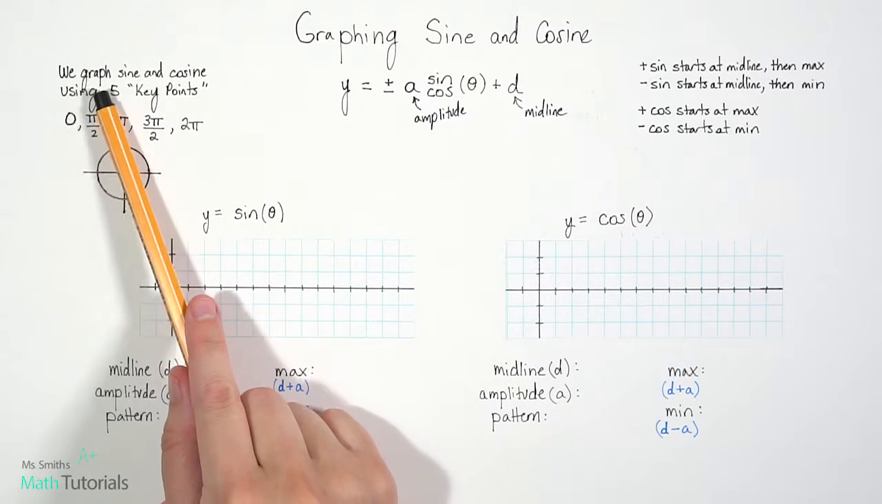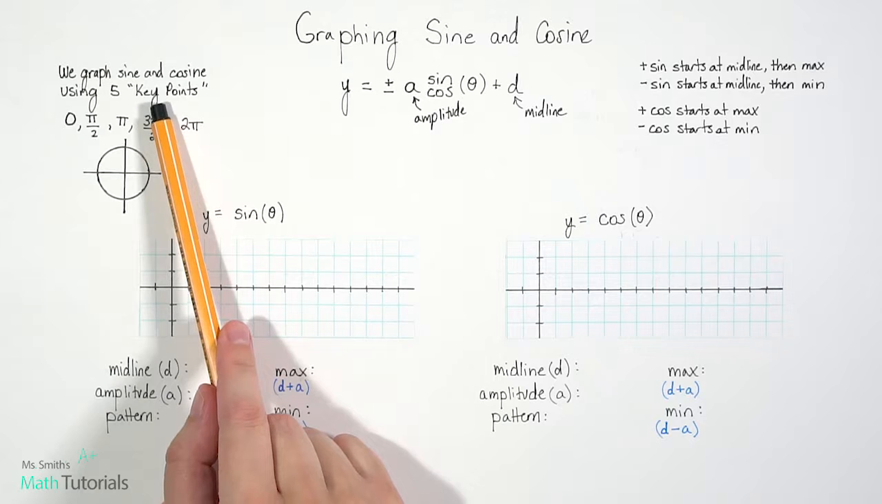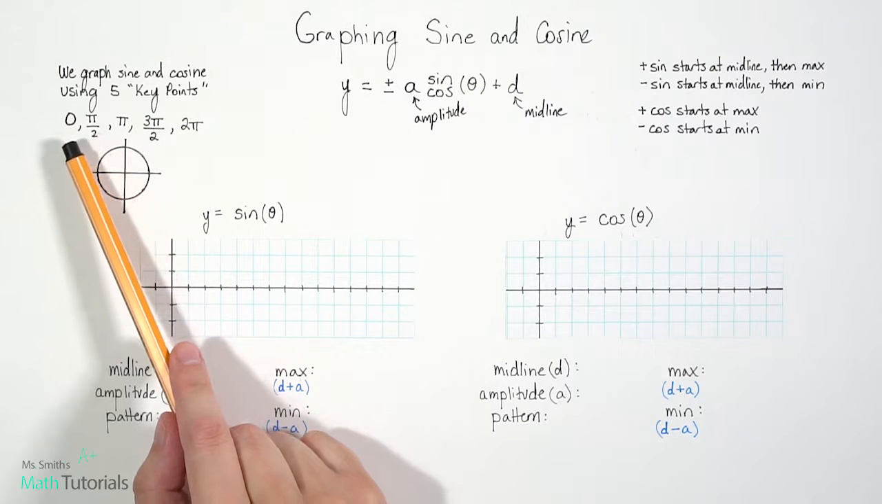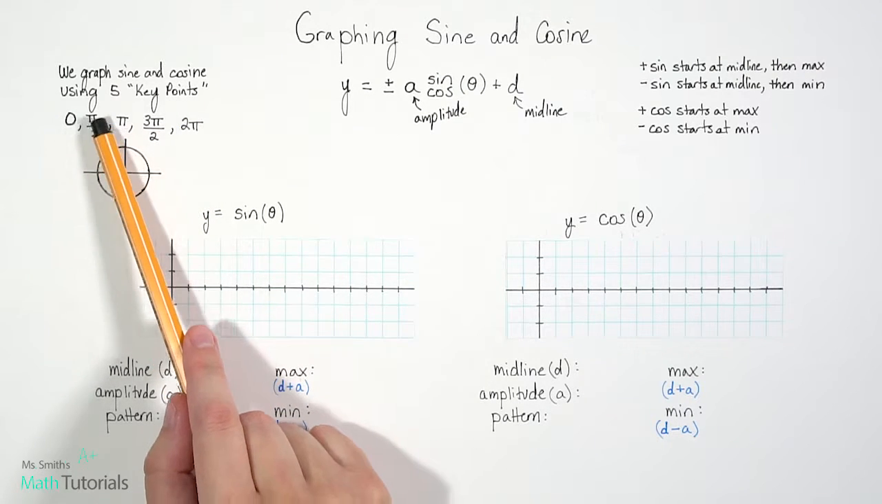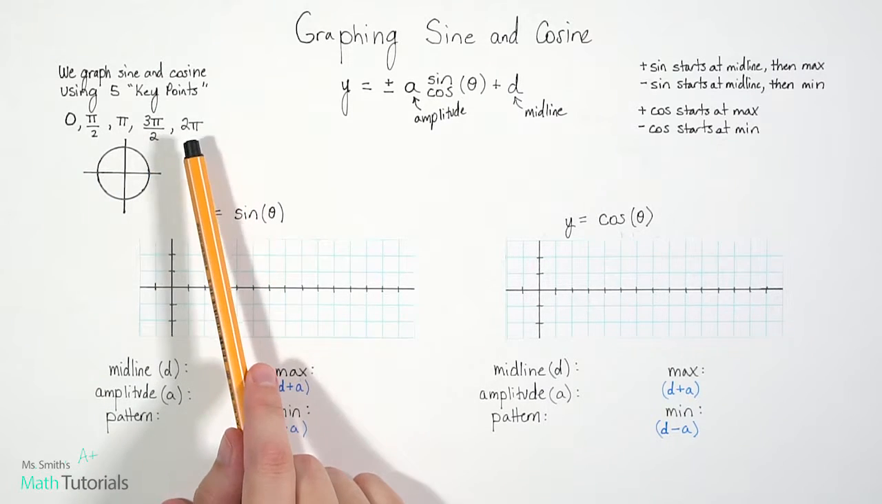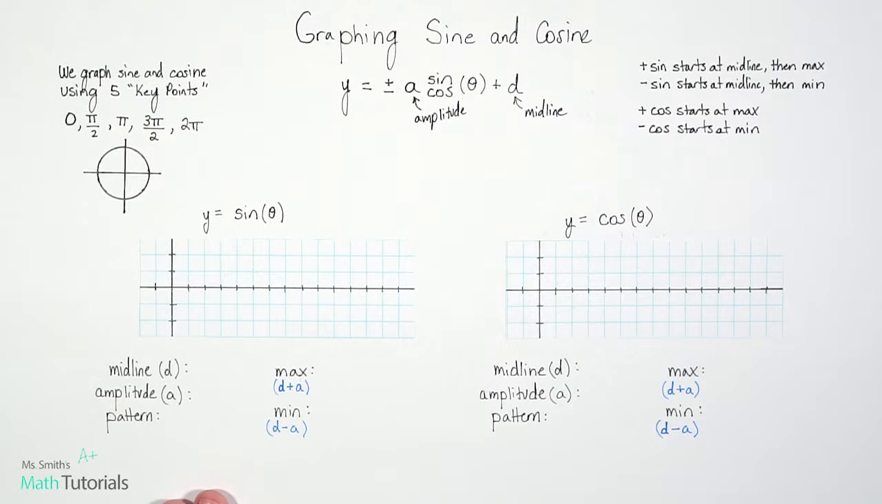When we graph sine and cosine, we're going to use 5 key points. And these key points are going to be radians that are from the unit circle. So the key points are going to be 0, pi over 2, pi, 3 pi over 2, and 2 pi. And that might feel really random, like why are we using radians? But these radians come from the unit circle.